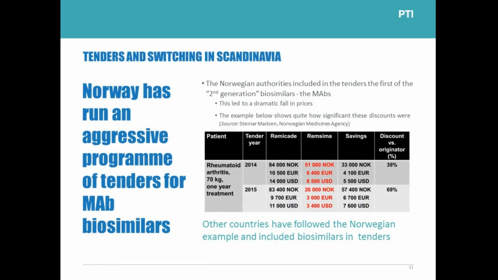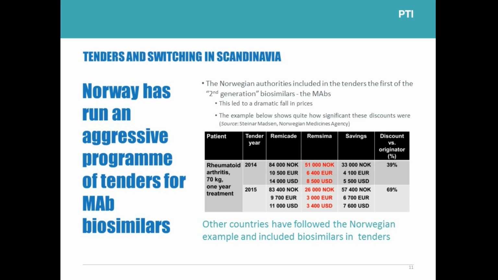We've got a lovely example of the effect of tenders in Scandinavia, and this was the Norwegian authorities who have run an aggressive program of tendering for biosimilars, and particularly the monoclonal antibody biosimilars. Now, Steinar Madsen of the Norwegian Medicines Agency produced this slide, which shows very, very effectively how the introduction of tendering has led to a dramatic fall in prices. In the first tender year, the originator did not cut their price, but the biosimilar products did, and they led to a 39% discount on the originator.